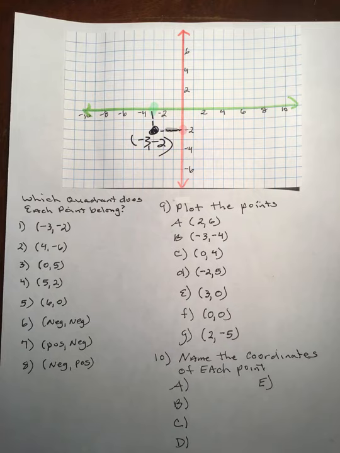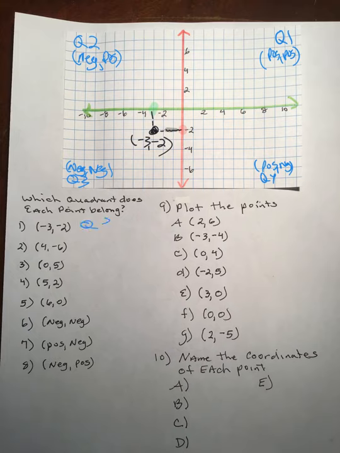Right? So that would be in which quadrant? So remember, quadrant 1 is where you have positives and positives. Quadrant 2 is where you have negatives and then positive numbers. Quadrant 3 is where you have negative numbers and negative numbers. And then quadrant 4, you can see, is where you have positives, negatives. Right? So this would be in quadrant 3.